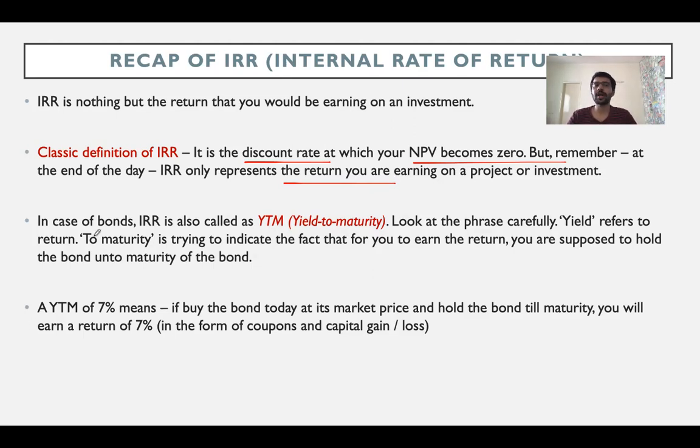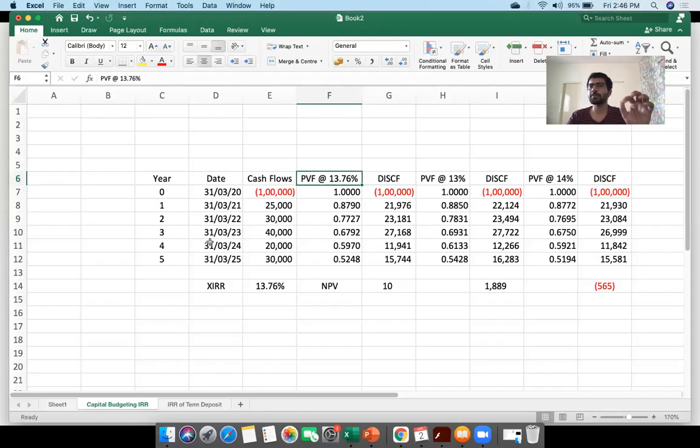Now, if you look at bonds as well, bonds is also a typical capital budgeting exercise. Why do I say that? In case of bonds as well, you have a cash outflow at year zero, and then you have a series of cash inflows for a particular time frame in the form of coupon, and then you have the face value that would be paid to you at maturity. It's a typical capital budgeting exercise, right?